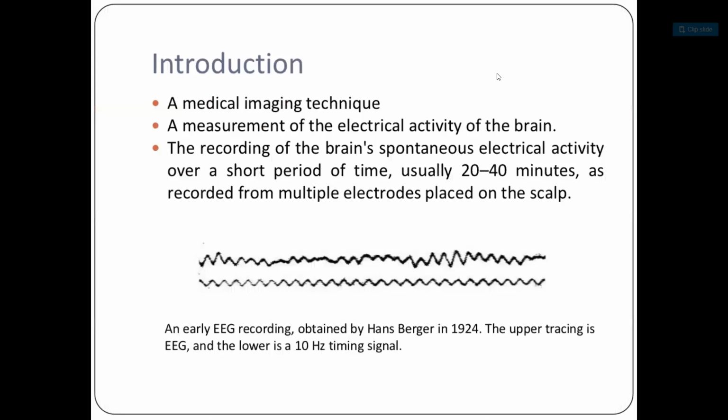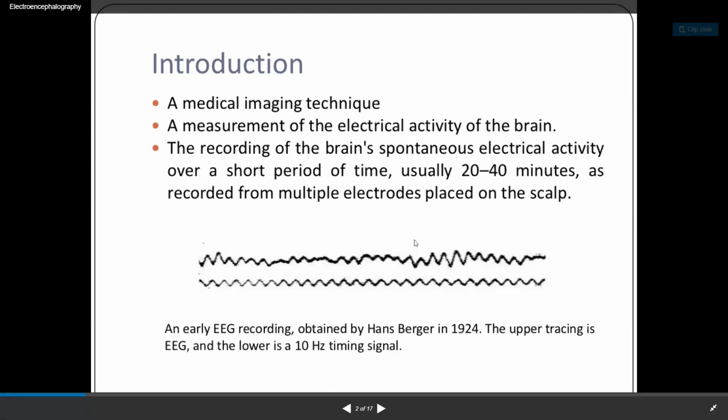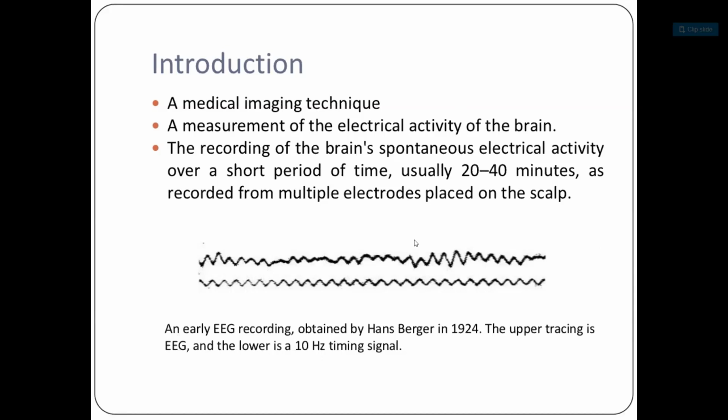EEG is an imaging technique, a measurement of the electrical activity of the brain, the recording of the brain's spontaneous electrical activity over a short period of time. Usually it is between 20 to 40 minutes, as recorded from multiple electrodes that are placed on the scalp. This is one of the early EEGs that was recorded in the year 1924, by Hans Berger. It was sampled at a rate of about 10 hertz.